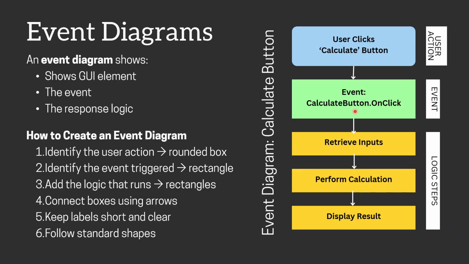And then you want to stick with standard shapes. The standard shapes would be, again, your rounded rectangles for the start or the user action. A regular rectangle would be your events and your logic steps. And then you would have arrows that show the flow of control. This makes diagrams easy to understand and consistent across all projects.